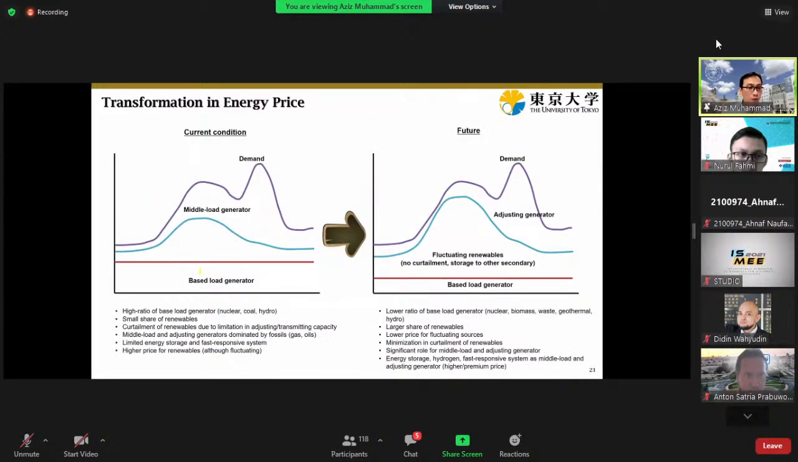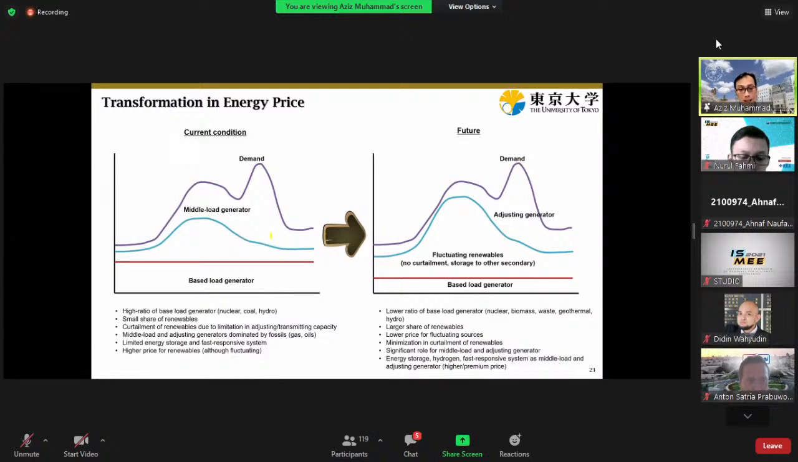Currently, we have three different kinds of generators. Baseload generators are basically covered by coal, nuclear, or similar. And we also have middle load generators. And finally, we also have renewable energy generators.